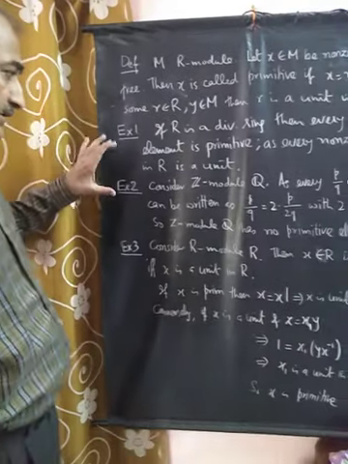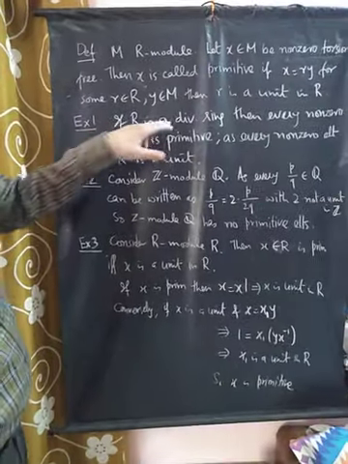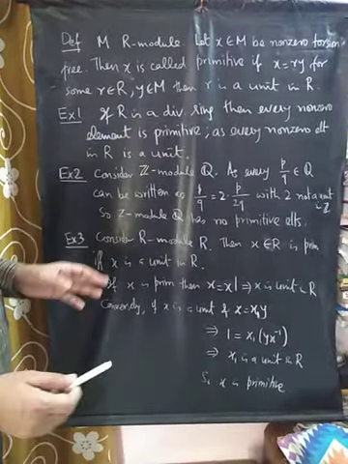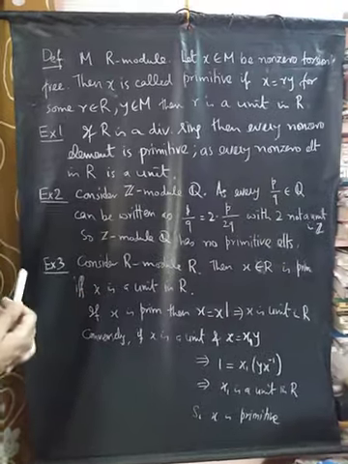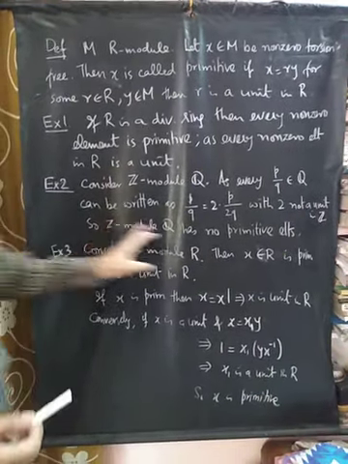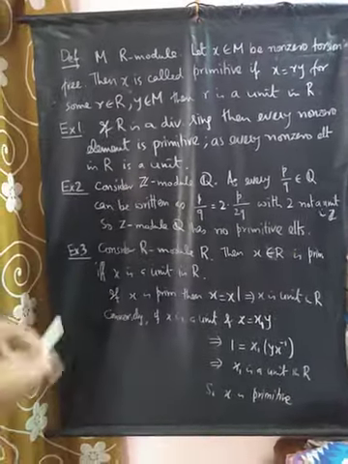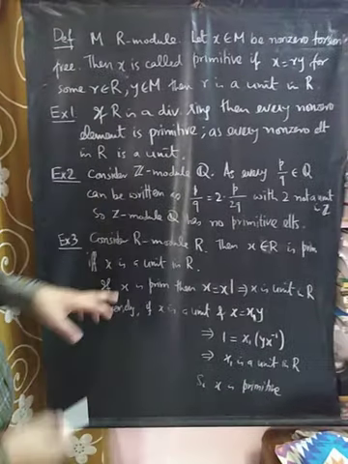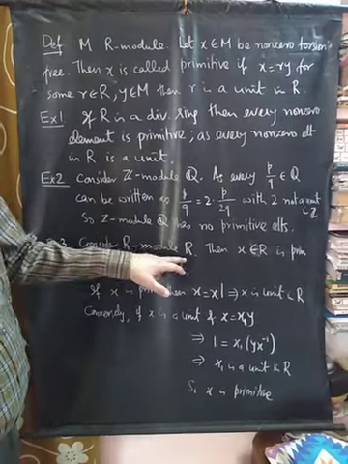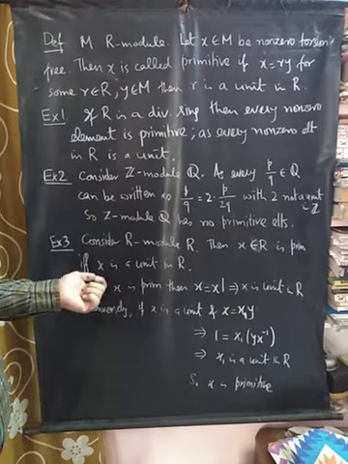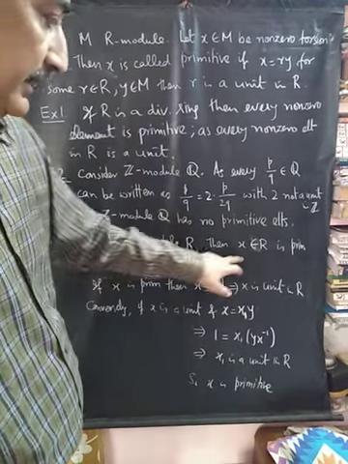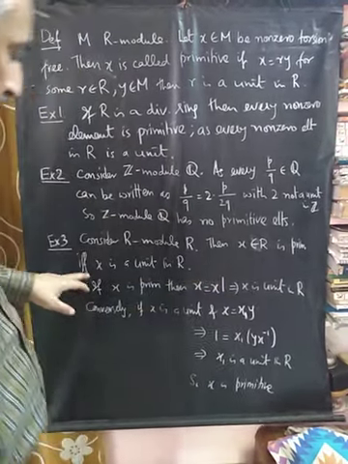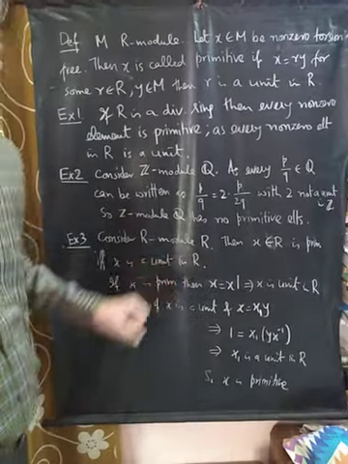So in these two examples, in the first one there is a division ring in which every non-zero element is primitive, and the second has no primitive elements. In this third example, we consider an R module R, that is, a ring considered as a module over itself. We will show that an element is primitive if and only if it is a unit in R.